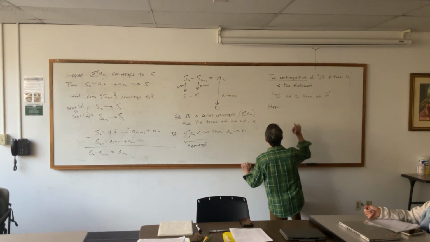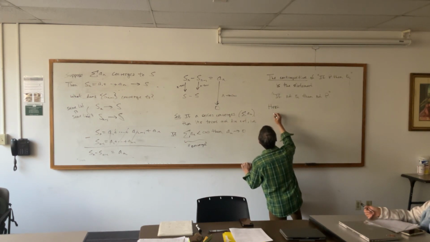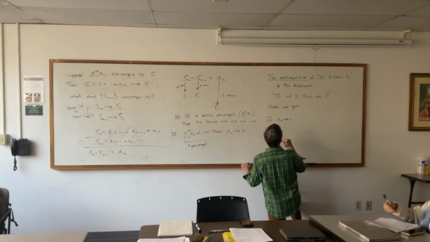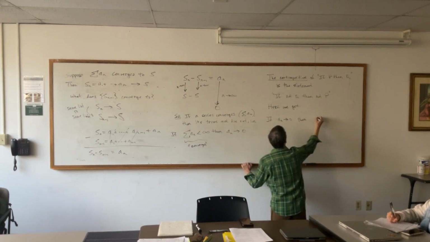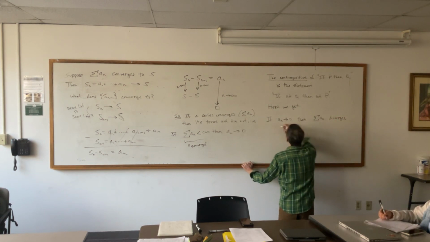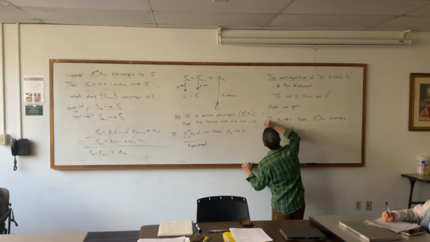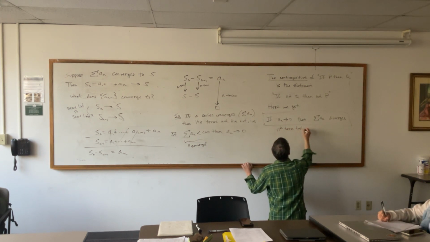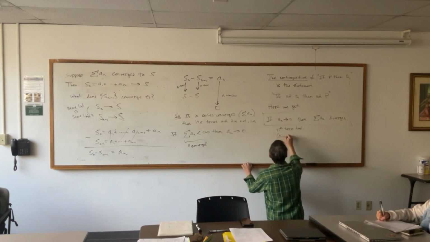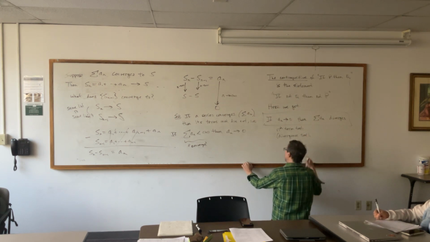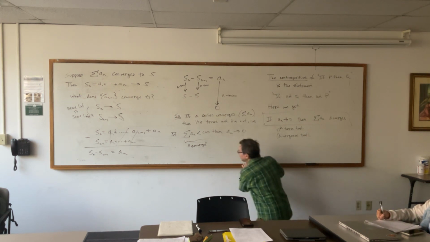This is called the nth term test, but let's write it up here. If a sub n does not converge to 0, then the sum of those a sub n's diverges. This is called the nth term test, sometimes called the divergence test, because it's only good for determining divergence.